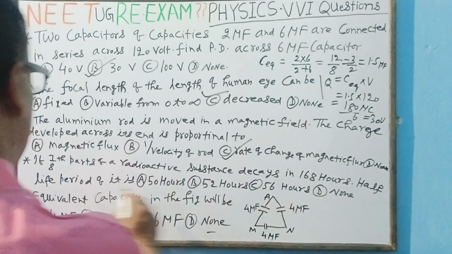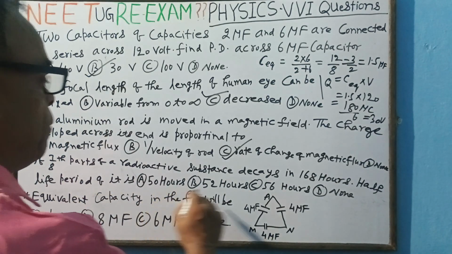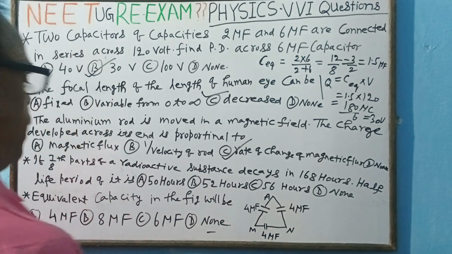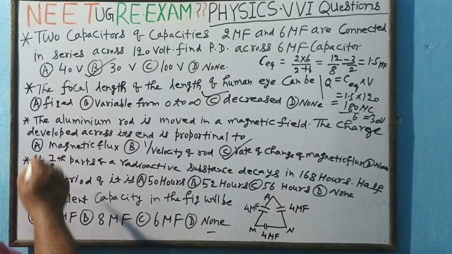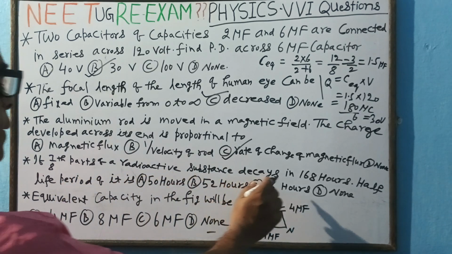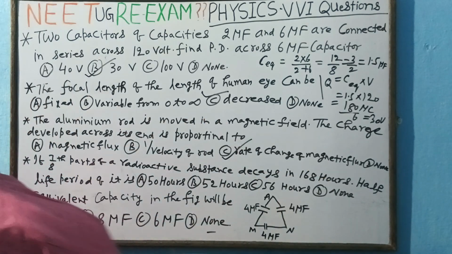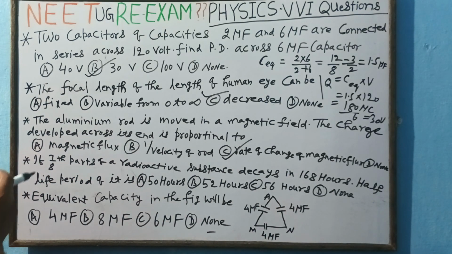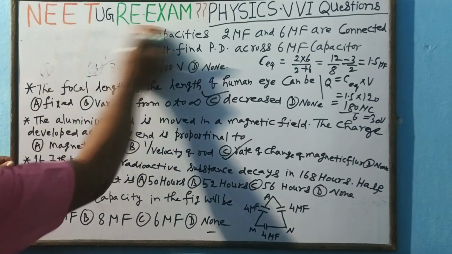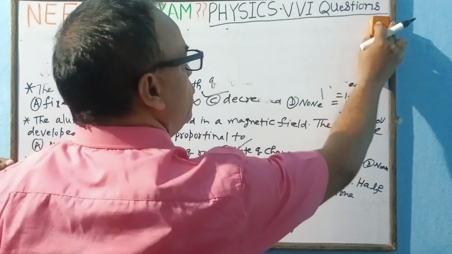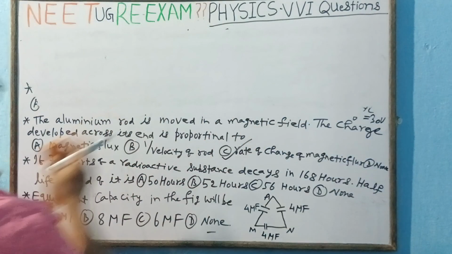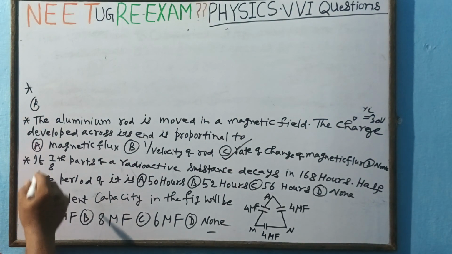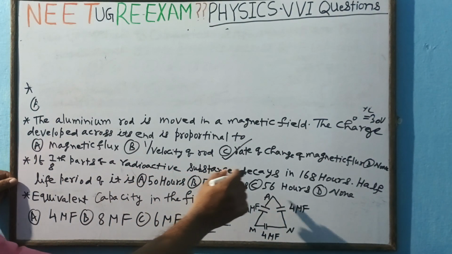Next question is: if 7 by 8 part of a radioactive substance decays in 168 hours, what is its half-life period? We have to find the half-life period of a substance of which 7 by 8 part decays in 168 hours. We have to find it by a formula, and the formula is on the board.